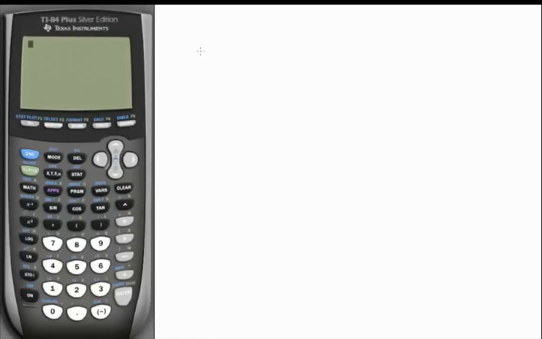Today's lesson is about using the inverse norm feature of the TI-83/84 to find z-scores of the standard normal distribution, or x-values, or horizontal axis values, of the normal distribution. Let's begin with an example where we have the standard normal distribution in which mu equals 0 and our standard deviation sigma equals 1. And we want to find z so that 5% of the area under the curve lies to the left of z.